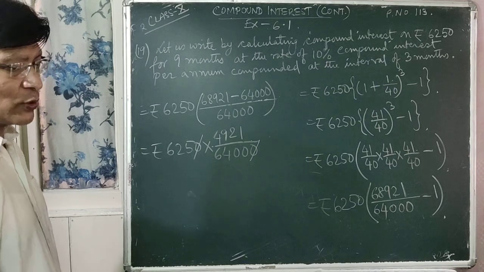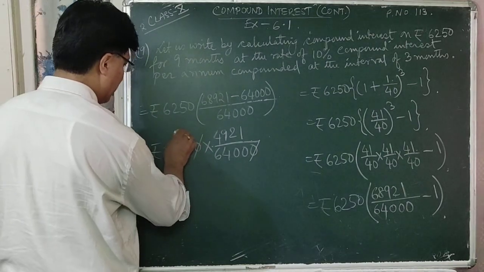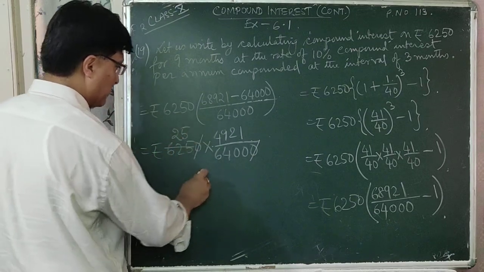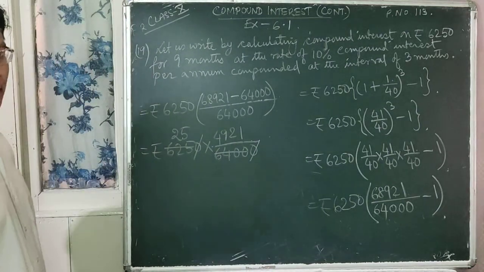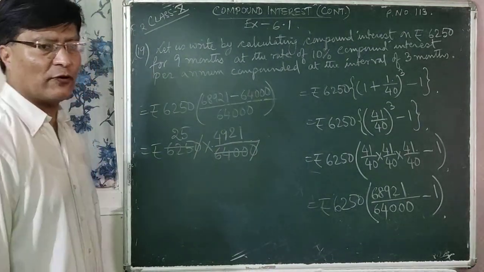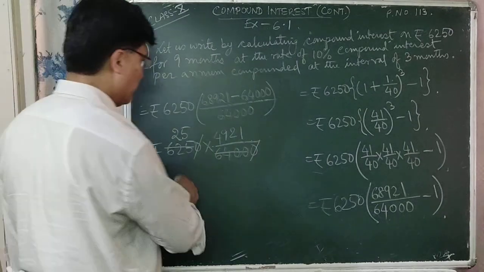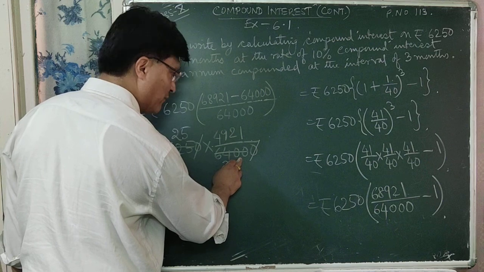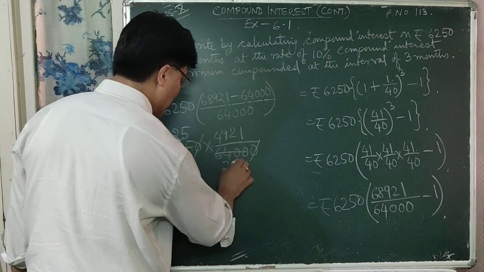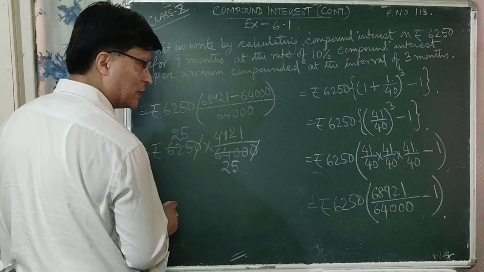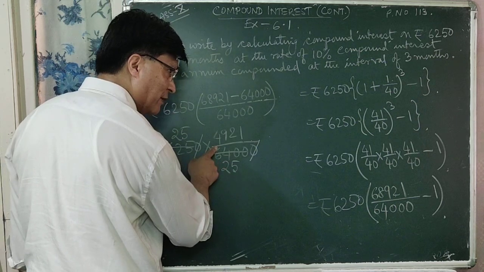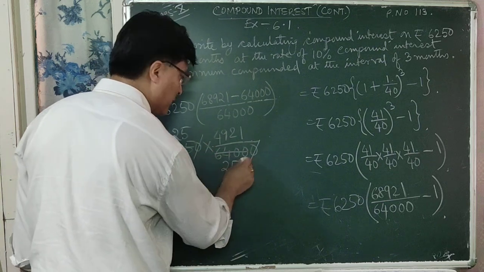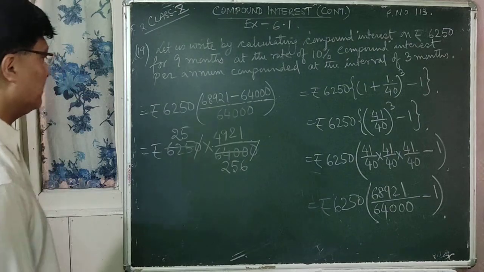It can be cancelled by 25 also, isn't it? 25 2s are 50, 50 is there, 12, 125, 25 5s are 125. That's 25. This 6400 can be divided by 25, isn't it? 25 2s are 50, 14, 140, right? 25 5s are 125, right? 140 minus 125 is 15, 150. 25 6s are 150, right?